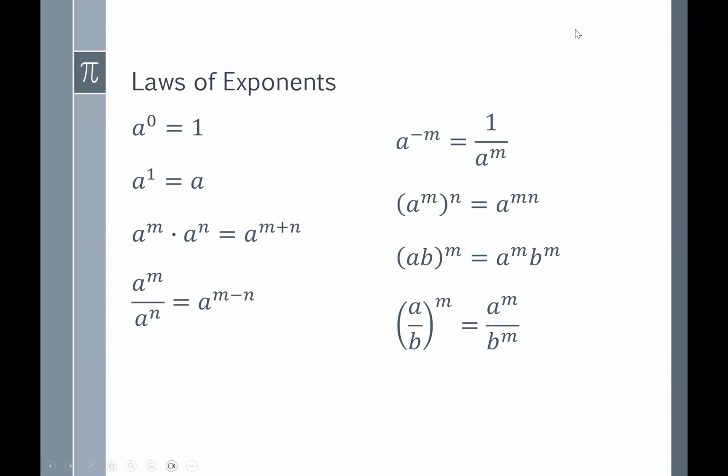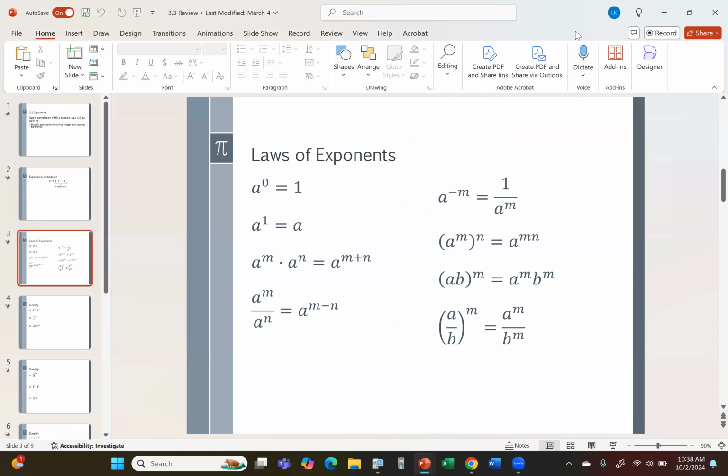And here are your laws of exponents. And if you don't remember them, then I recommend you print this slide off. And what slide is this? This is slide 3 in the slide deck for the 3-3 review.